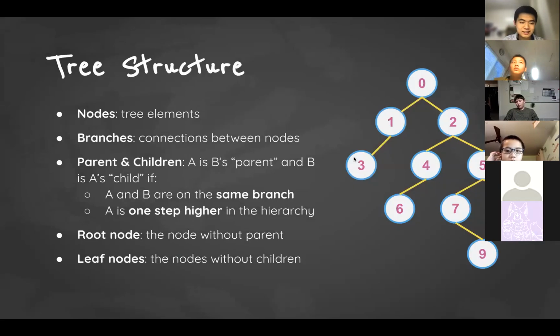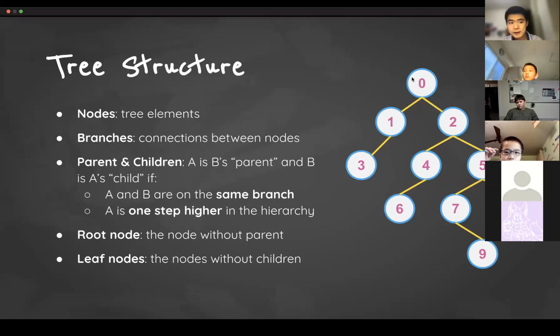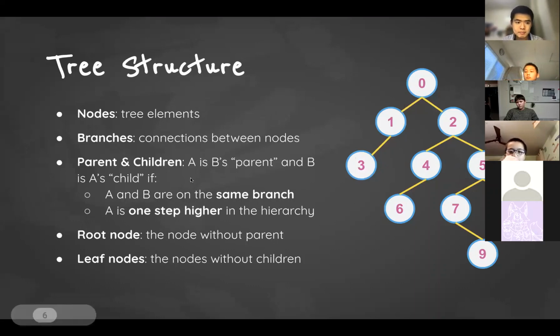All right. Now, back to tree structures. So here's what a tree looks like. We talked about some of the important structures here, including the nodes, branches, parent and child relation, root node and leaf node. Another thing that's really important that I didn't cover is the relationship between different nodes, in this case, a parent and children. Node A is node B's parent, and node B is node A's child, if A and B are on the same branch, and A is one step higher in the hierarchy. Look at the example on the right-hand side.